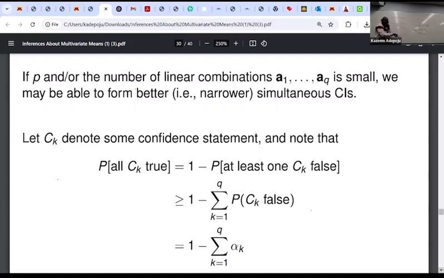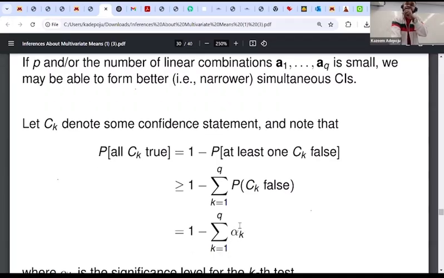If S is discrete, it is 1 minus the probability of S equal to 0. So the probability of S greater than or equal to at least 1, in statistics, is going to be 1 minus the probability of S equal to 0. So we're using that here. At least one CK is false. So what is the probability of a CK? The probability of a CK is alpha K, which is the level of significance used for each confidence interval.